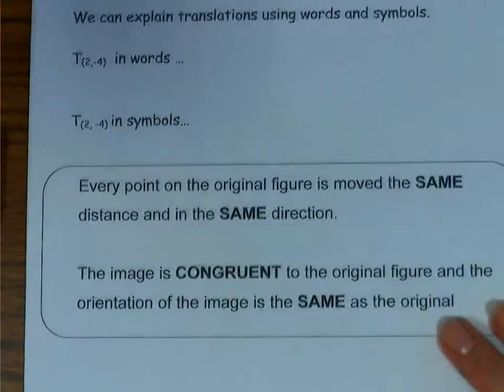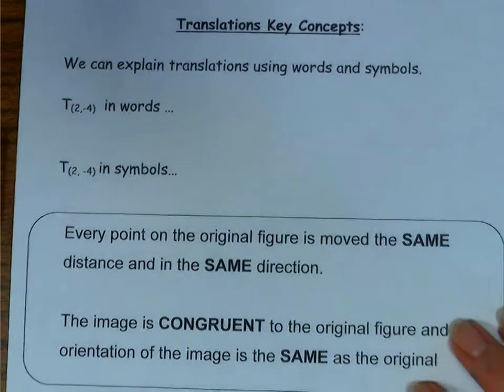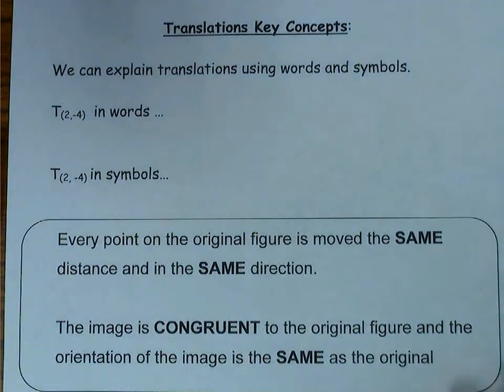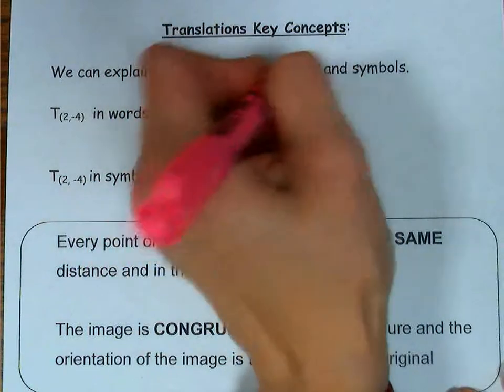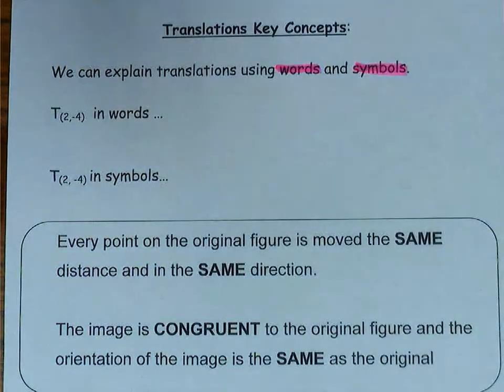So let's look at some key concepts here. We can explain translations using words and symbols. So I want you to think about this, and I want you to pause the video once again. The translation of (2, -4) in words and in symbols. So pause the video and come back, and let's see what we come up with.